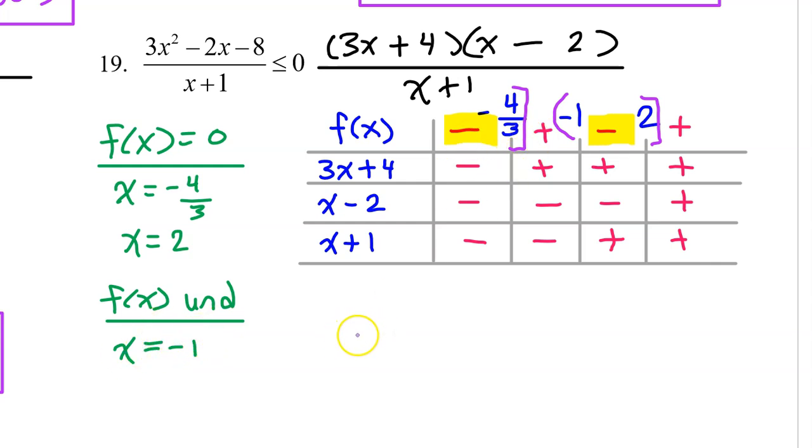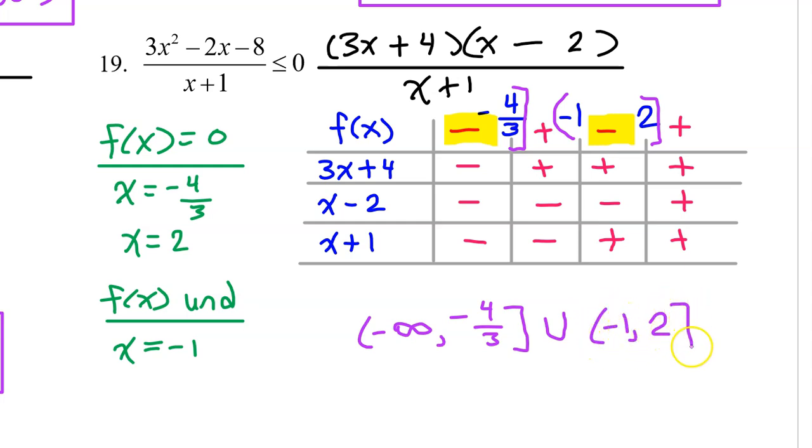So this first interval is from negative infinity to negative 4 over 3, bracket, union, negative 1 to 2, bracket.